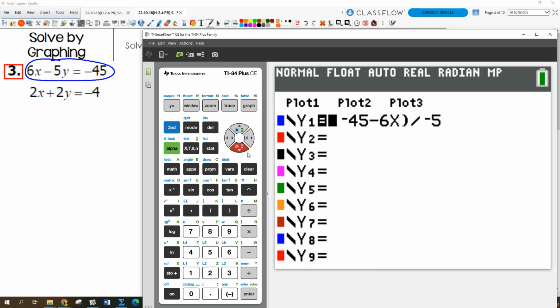Okay, it's because your window's messed up. Yeah, see, because look, your window is going. So what you can do is just hit zoom 6, and it'll reset the window. See, from negative 10 to 10, negative 10 to 10. Or you can just manually resize the window too. Anybody else having issues?